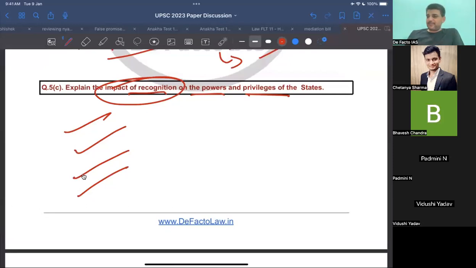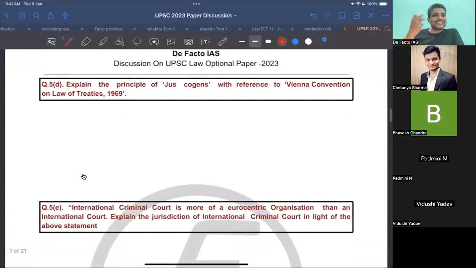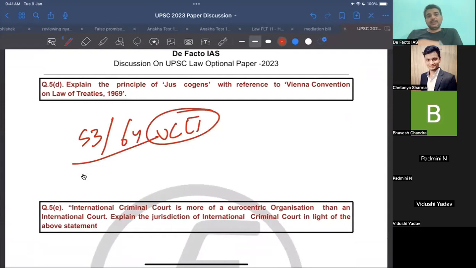Now let us come to question number 5D. Principle of jus cogens. Those of you who are unaware, jus cogens are basically peremptory norms given in Article 53 and Article 64 of the VCLT, which say that there are certain peremptory norms which have their basis in such a manner that they cannot be violated by any state in any manner. Okay, so two kinds of questions come from jus cogens. First, what are the major jus cogens principles, or sometimes they ask, do you think that jus cogens has overburdened or overshadowed the VCLT principle itself?